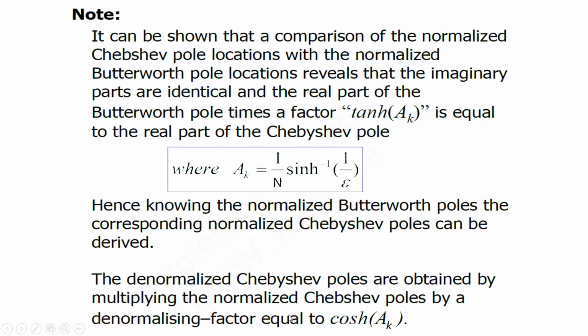In the case you want to denormalize poles in the case of Chebyshev filters, you can multiply the normalized Chebyshev poles by cosh(a_k). So that's the technique you will have to use to find out the poles in the case of a Chebyshev filter, in the case of a normalized version or in the case of a denormalized version, right? So that's the design angle for a low pass Chebyshev filter.